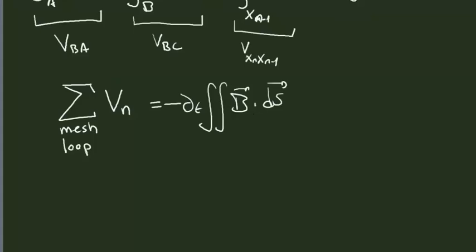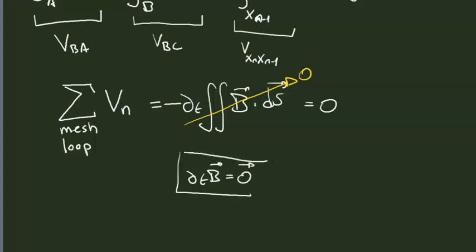The other possibility is to have this be 0. This will be 0 if this integral is 0, and that means that dB/dt has to be equal to 0. Again, we end up with another condition that we need to specify in order for Kirchhoff's voltage law to be valid.